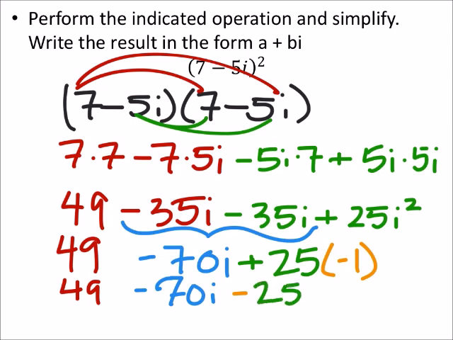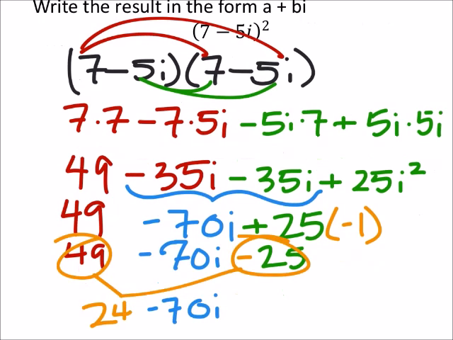Now I'm going to subtract the 25 from the 49, because those are like terms. So 24 minus 70i, and that is in the form a plus bi.